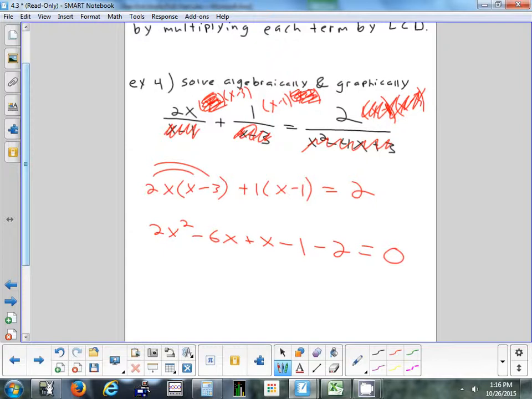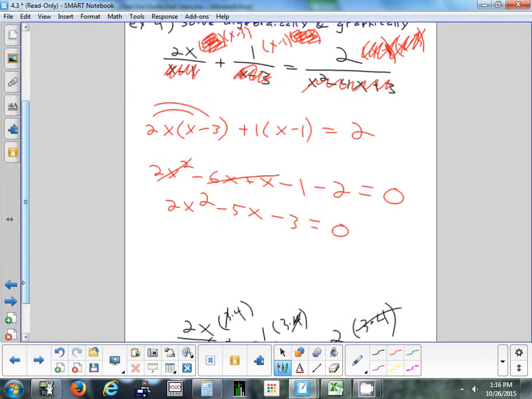Okay, Olivia, can you combine my like terms for me on the left and tell me what I get? 2x squared minus 5x minus 3. Right, and let's see if we can factor. So we're going to have 2x and x. Negative constant, negative middle, so my signs have to be negative and positive. Let's try it that way.